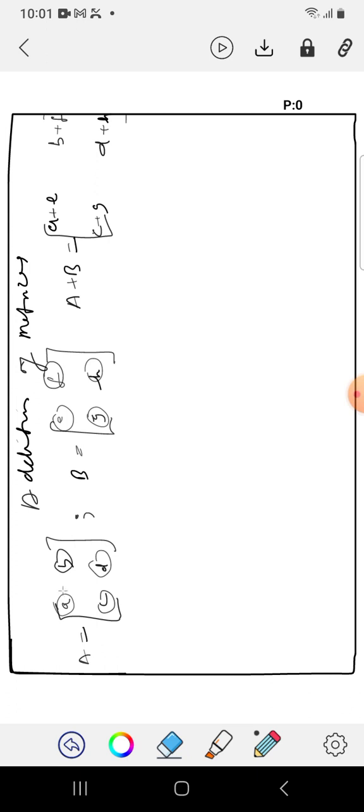So if you can see, it means that if two matrices do not have the same dimension, that is, they don't have the same number of rows and the same number of columns, then you can't add them.